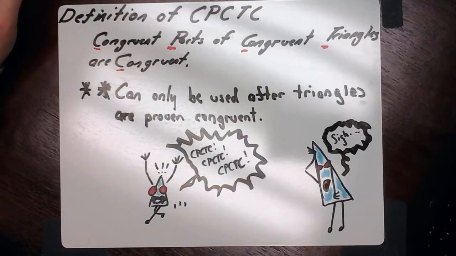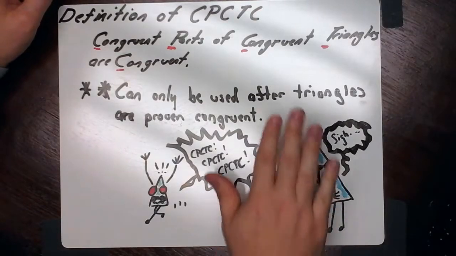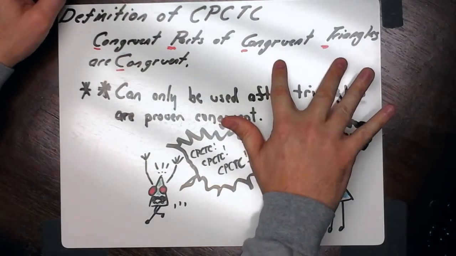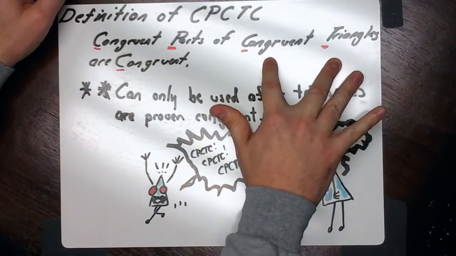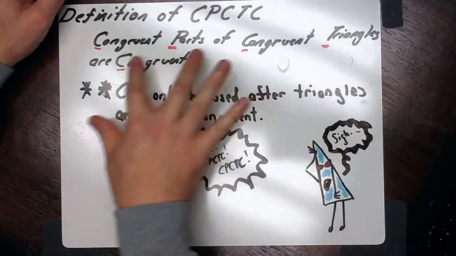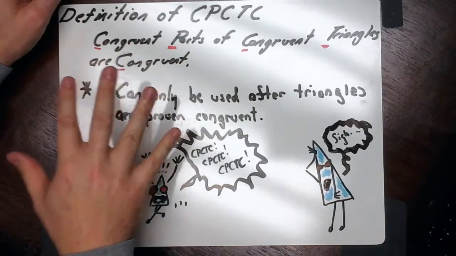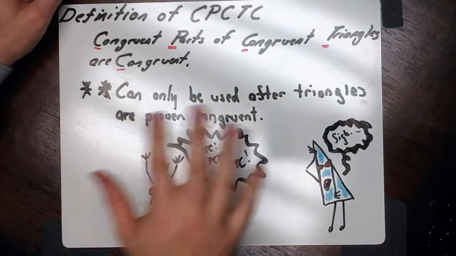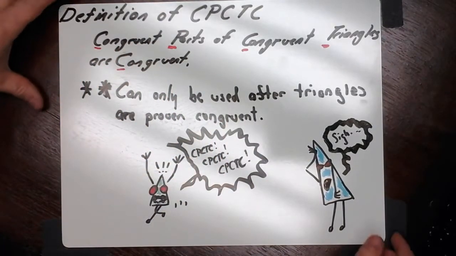This is very important, and I'm stressing this. This can only be used after the triangles are proven congruent. You cannot use it before. For an obvious reason. It's stating here that the triangles are congruent. So if you say the triangles are the same, that means each part within the triangle has to be the same. You cannot say it before you make the statement the triangles are the same.